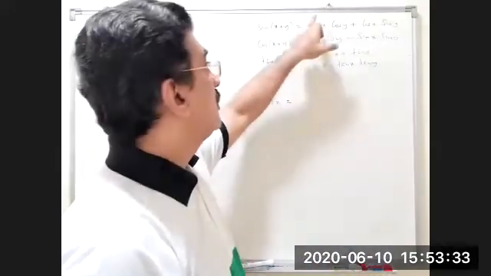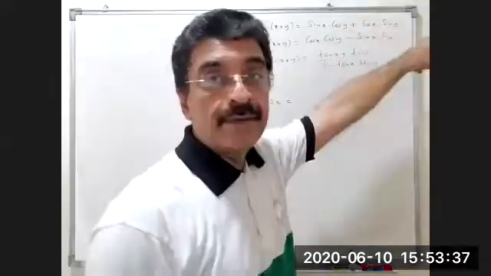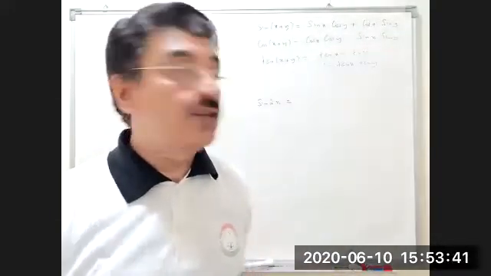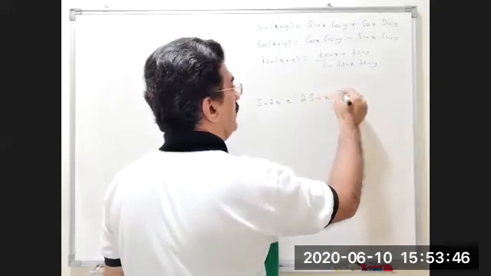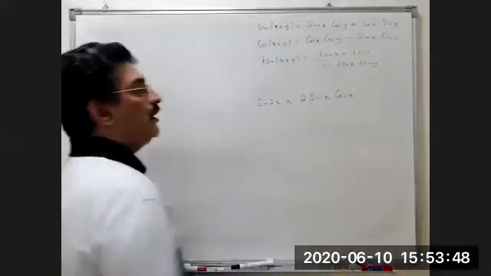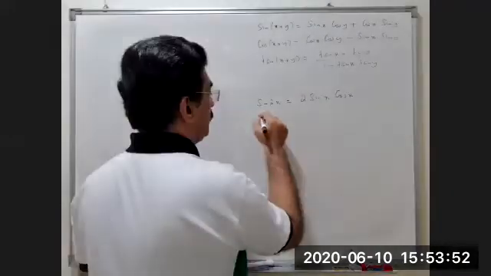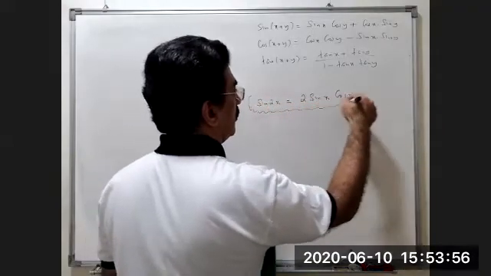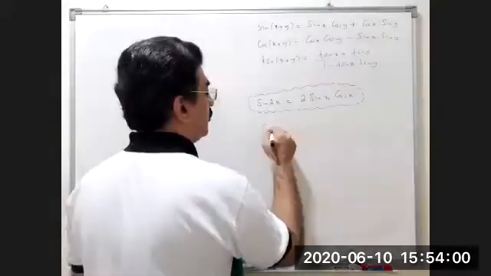So this becomes sin x cos x plus cos x sin x. That is sin x cos x and sin x cos x, sin x cos x 2 times, that is 2 sin x cos x. So sin 2x is 2 sin x cos x. Similarly, cos 2x.